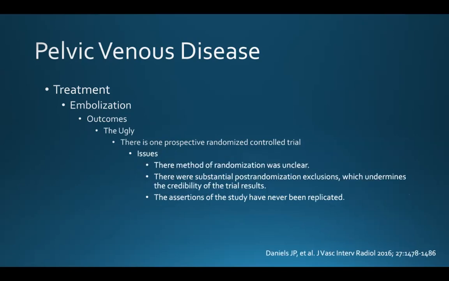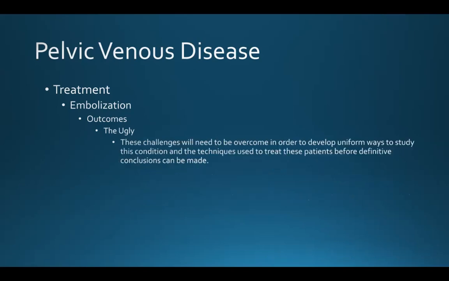The issues are that the method of randomization used in this study was unclear. There were substantial post-randomization exclusions, which undermined the credibility of the trial results, and the assertions of the study have never been replicated. These challenges have to be overcome in order to develop uniform ways to study the condition and the techniques used to treat these patients before definitive conclusions can be made.